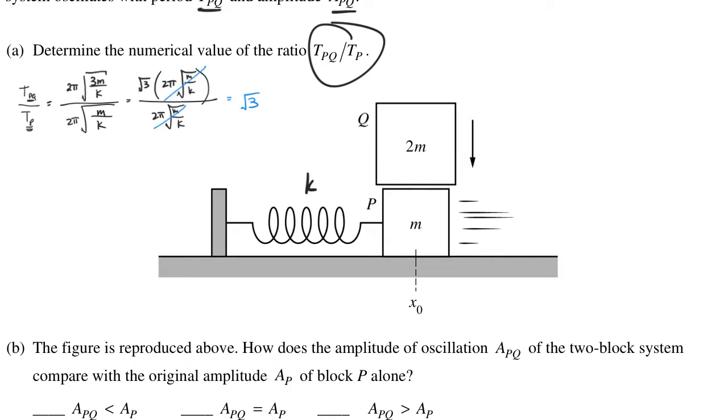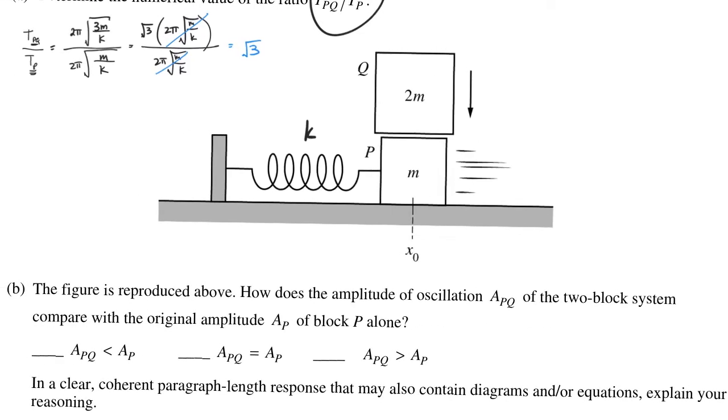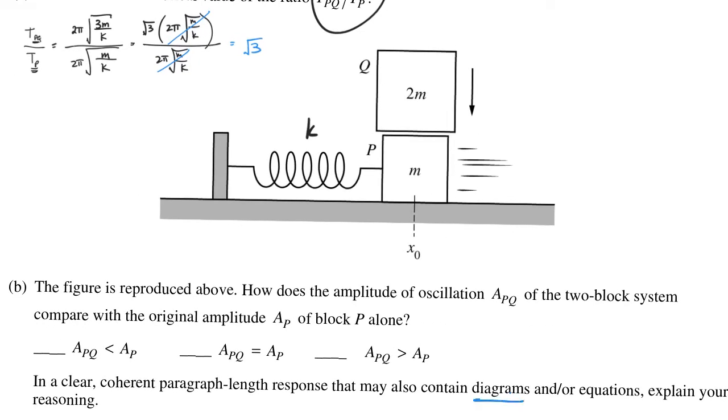Now, this is what Matt was trying to speak to earlier in the problem, but you got to choose if the amplitude is going to be smaller, equal to, or greater. Now, this is one of those questions where I don't know if the checkbox is going to get you any points at all, because it is immediately followed by, in a clear, coherent paragraph length response that may also include diagrams and or equations, explain your reasoning.